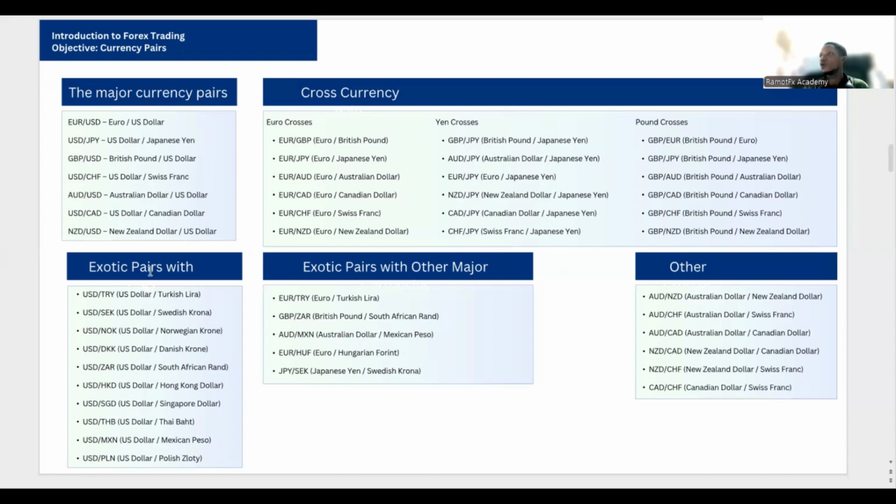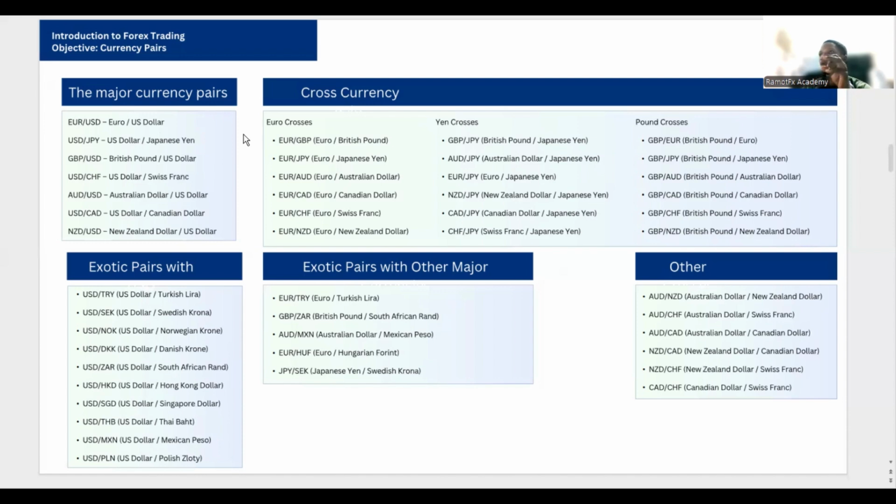Now, these are the exotic pairs. You can see them: USD/TRY, the Turkish lira, USD/SEK. So these ones, don't even go into them. Don't even try it. Just go with the major currency pairs and then the cross currency pairs as a complete beginner.